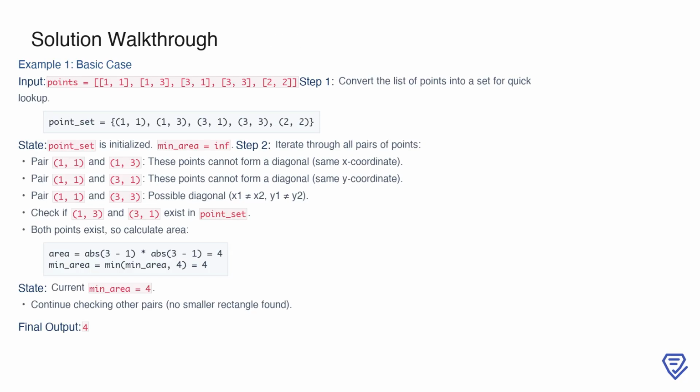To solve the problem, we start with example 1. The input consists of points located on a 2D plane, and our goal is to find the minimum area of a rectangle that can be formed using these points as corners. First, we convert the list of points into a set for efficient lookup. This allows us to quickly verify the existence of specific points without repeatedly searching through the list.